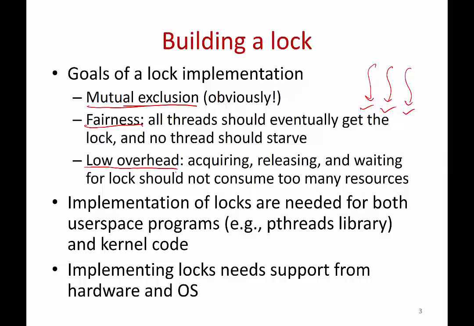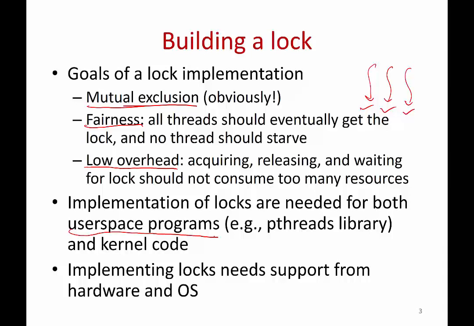So all the threads that are waiting to lock should not spend too many hardware resources, either CPU or memory, in order to acquire, release, and wait for a lock. So fairness and low overhead are nice things to have, but mutual exclusion is the most important one. It is not negotiable. And there are several places where you need to implement locks. For user programs, something like the pthreads library gives you the API, the functions for lock and unlock, and it needs to implement the logic for that.